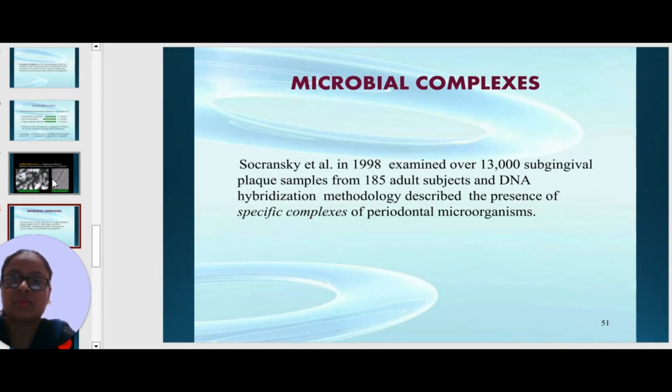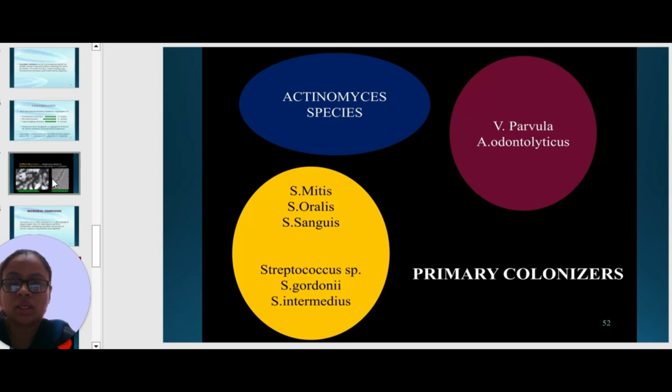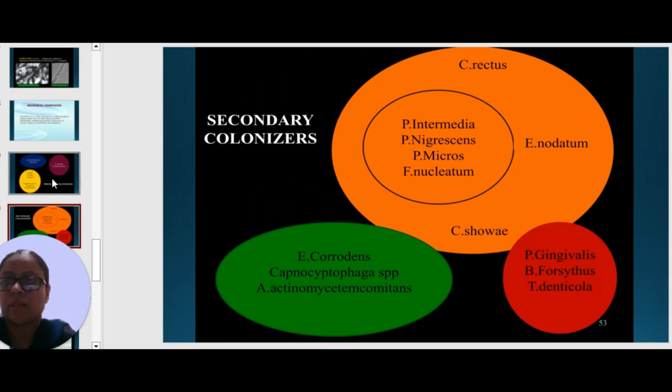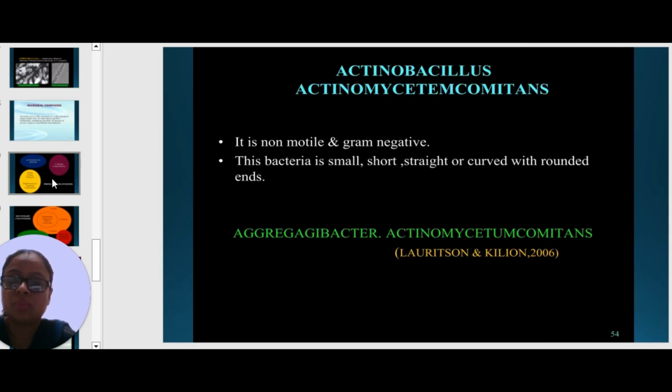Microbial complexes, given by Socransky, divide into early colonizer and secondary colonizer. Primary colonizers are also known as initial colonizers, and streptococcus is present in that. The secondary colonizer is present when the patient is suffering from periodontitis. Red color indicates bleeding on probing, and these bacteria have the capacity to invade into the connective tissue. That is why when we are performing scaling in severe to moderate forms of periodontitis, we give antibiotics to prevent invasion of these bacteria.